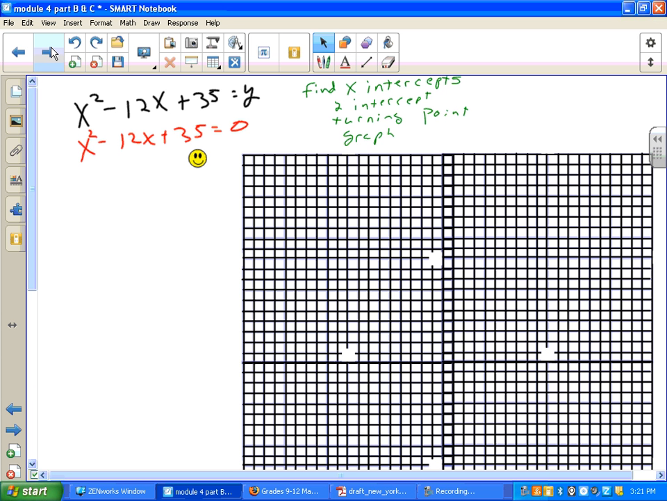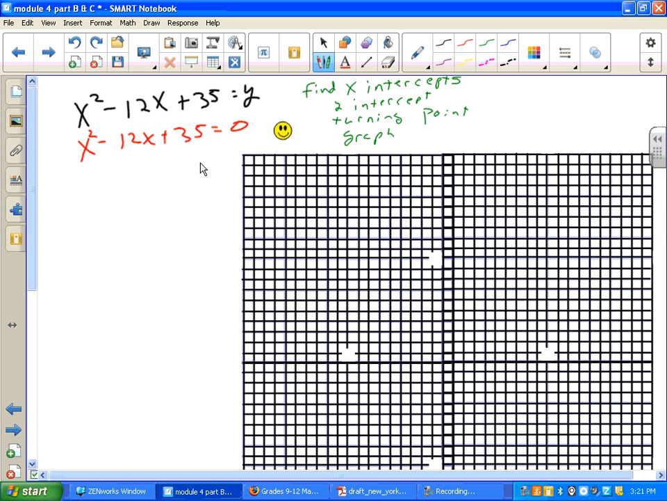Right now, what we're going to do is find the x-intercepts, the y-intercept, the turning point, and from that information, we are going to graph the parabola. So the first thing that I did, you'll notice, it said equals y. Well, I set it equal to 0 because to find the x-intercepts, it's where y is 0. It's on the x-axis.